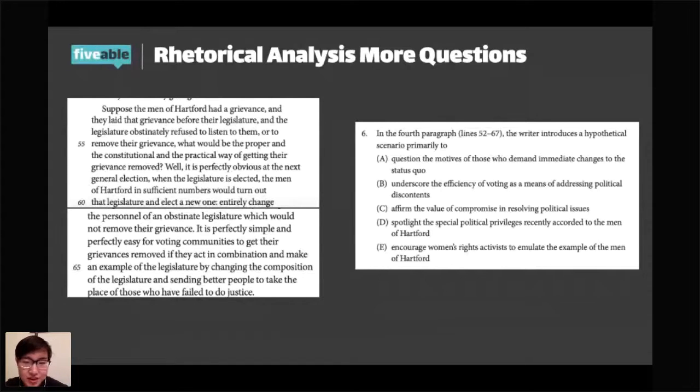All right, the answer is B. The writer introduces a hypothetical scenario primarily to underscore the efficiency of voting as a means of addressing political discontents. The reason it's not the other answers is because it makes it very clear that the men who got ignored by the legislature just voted and turned out and changed the personnel, and that voting communities should get their grievances removed if they act in combination.